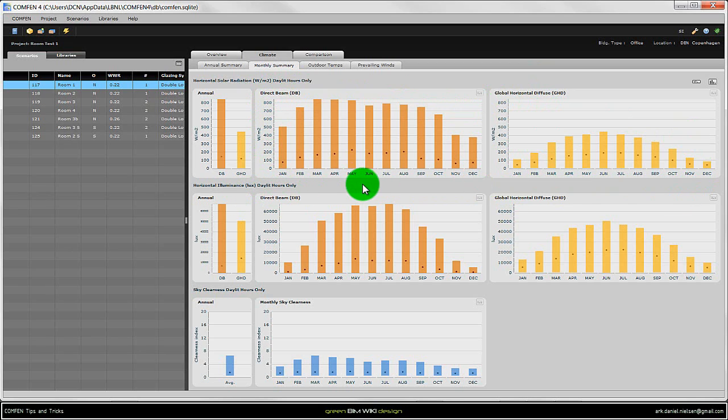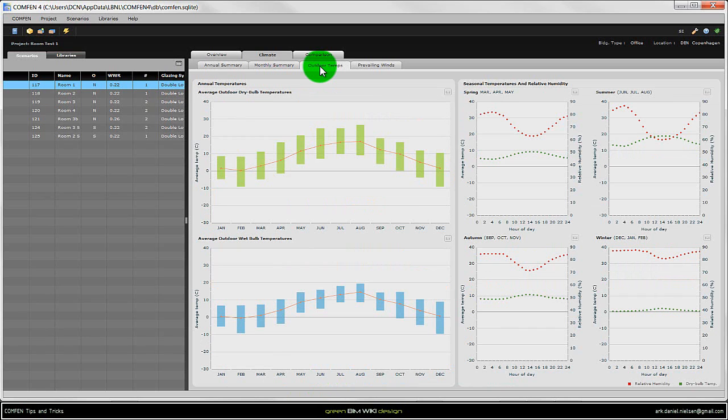And the second row is the daylit hours, first the direct and the diffuse again, and the last one is the sky clearness. This is also quite interesting to understand when, and where in the time of year on the specific site, there is a clear sky or not.